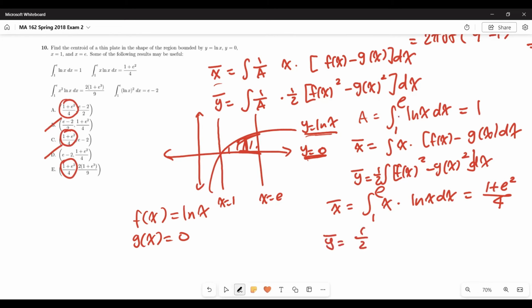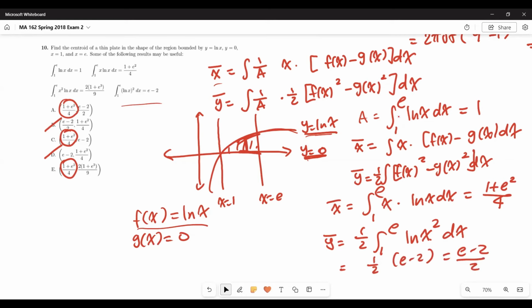For the y coordinate, it's 1 over 2, from 1 to e. Our f(x) is the one that's on top, which is ln x, so ln x squared. And g(x) is 0, so it cancels out. So it's going to be ln x squared dx. So this is 1 over 2 times (e minus 2), so (e minus 2) over 2, which is A.